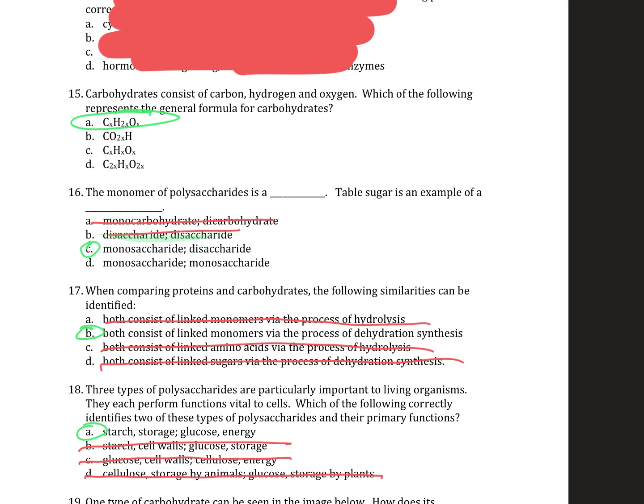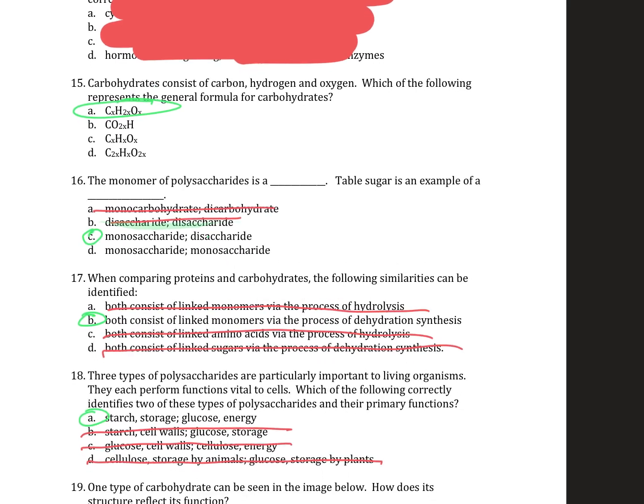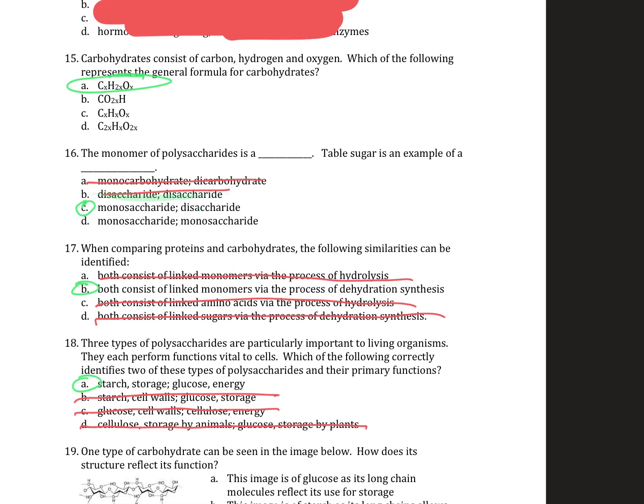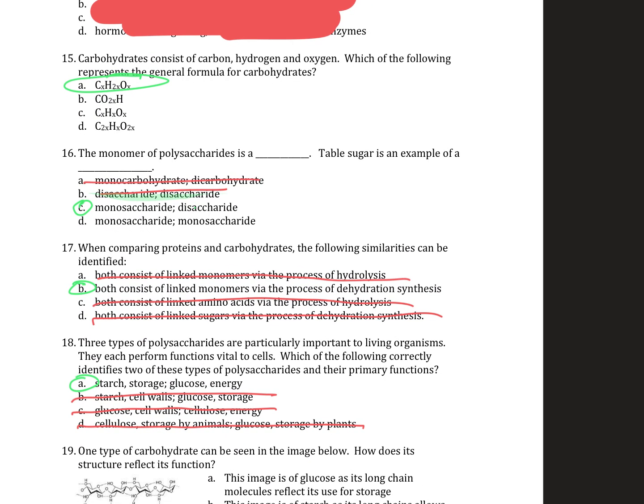So when comparing proteins and carbohydrates, the following similarities can be identified. Both consist of linked monomers via a process called dehydration synthesis. This is like the 3rd time we mentioned dehydration synthesis on this test. If you didn't remember dehydration synthesis, then it kind of hurt. But guys, we went over it.